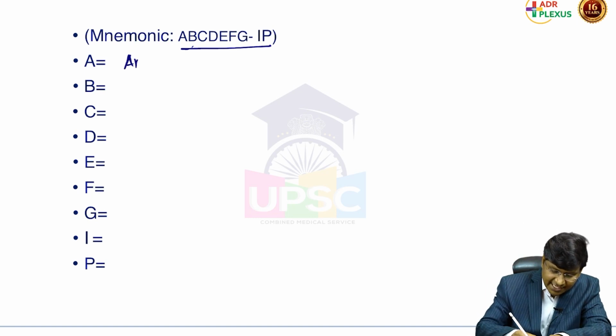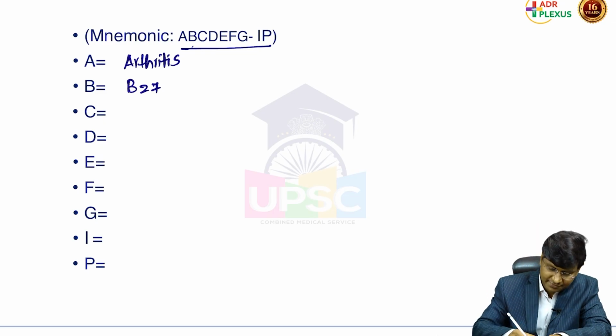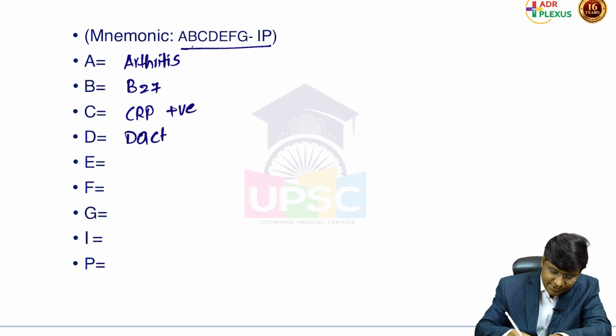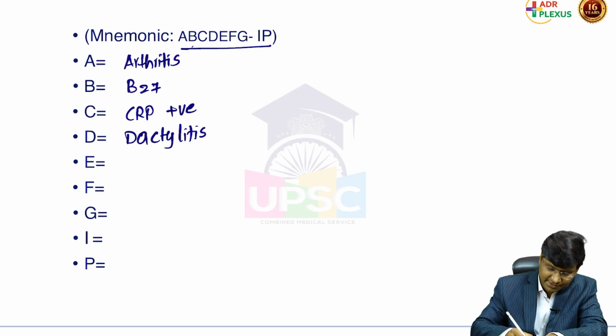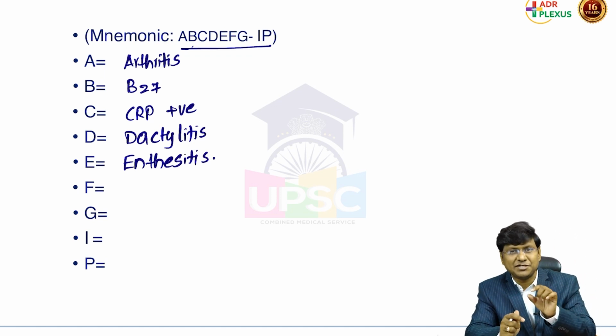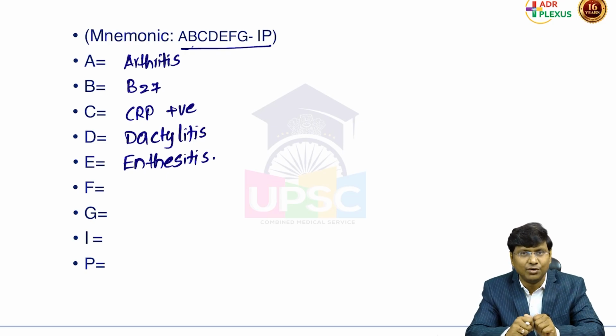So A stands for arthritis, B stands for the B27, that is HLA-B27 being positive, C stands for the C-reactive protein being positive, D stands for dactylitis, where you have the inflammation of the joints within the fingers, that is what is called dactylitis, and E stands for enthesitis. So enthesitis is where you have the inflammation of the tendon over the insertion on the bone or the joint.